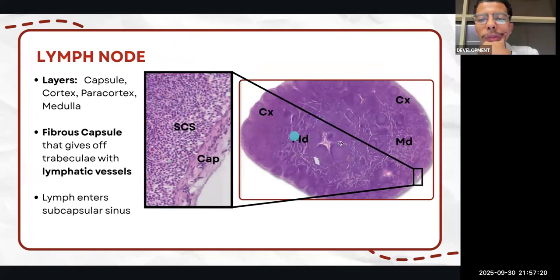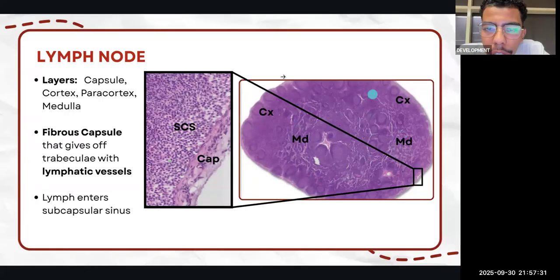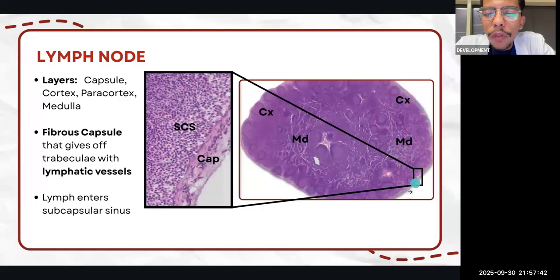Okay, now for the lymph node. Lymph nodes, you can identify them by seeing the cortex and the medulla, okay? So the cortex is where you can find the lymph nodules, okay? But first, from the outside, we have what? Again, the capsule. Just like in the spleen, we had a capsule. Here we also have a capsule, okay?